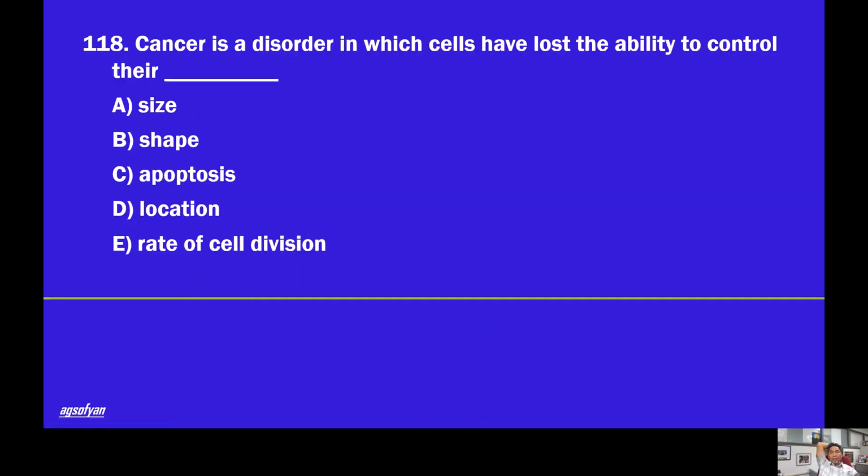118. Cancer is a disorder in which cells have lost the ability to control their size, shape, apoptosis, location, or rate of cell division. Choose your answer. So the answer will be E. A cancer cell is actually a cell that has lost the ability to control the rate of its cell division.